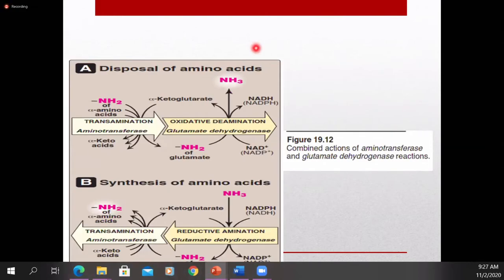Why is ammonia toxic? Normally what we do is deamination of the amino acids by aminotransferases like ALT and AST, and then generation of glutamate. The glutamate is converted to alpha ketoglutarate by what's called an oxidative deamination reaction, and this enzyme is glutamate dehydrogenase.